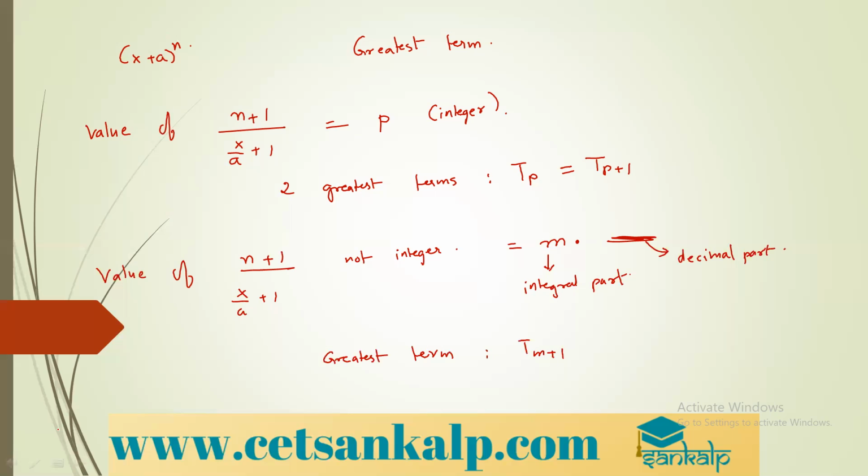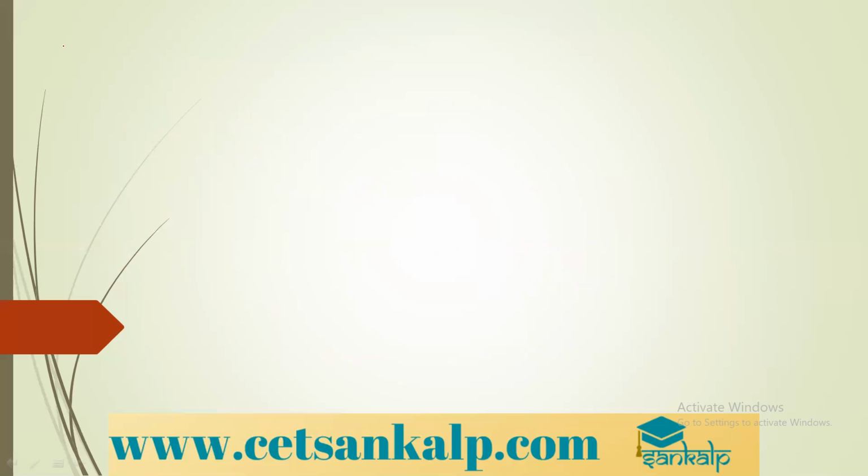Okay, so now, as you know how to find the greatest term, suppose I give you (x plus y) whole power n, and I ask you to find the greatest term. In the previous one, I told you for (x plus a) whole power n, where x is a variable and a is a number. But now I am taking both x and y as variables. In such a case, how to find the greatest term?